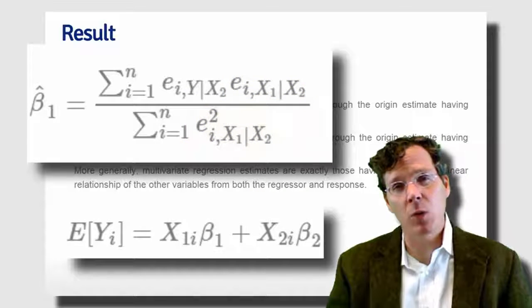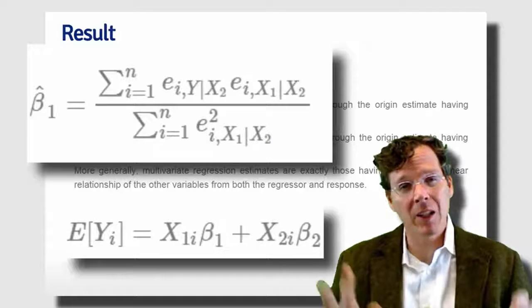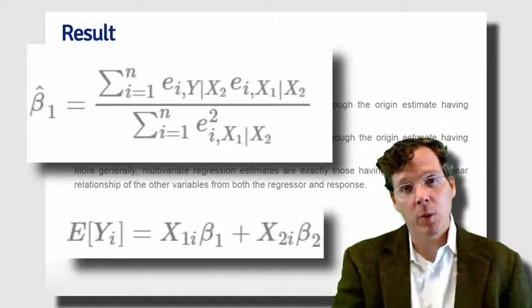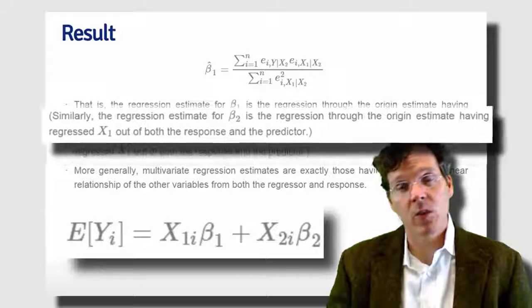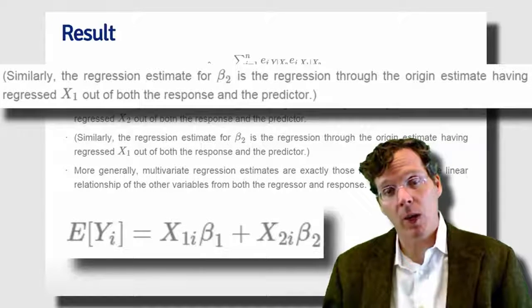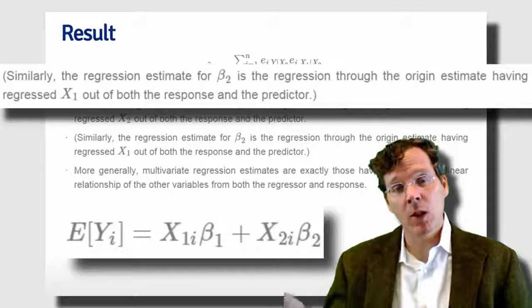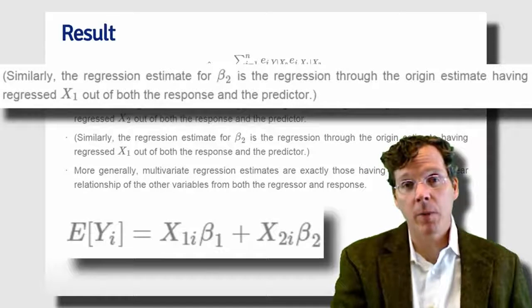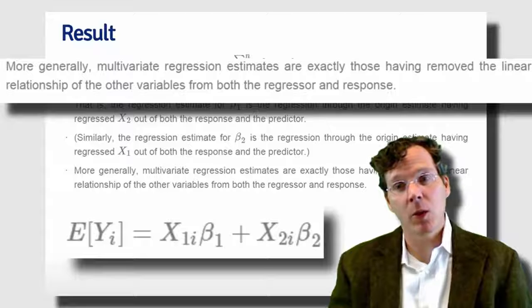So that's the sense in which multivariable regression, the coefficient for x1, has been adjusted for the effect of x2, because the linear effect of x2 has been removed from both the response y and the first predictor x1. Similarly, the same thing could be said about the coefficient for x2, beta 2. Once we get its estimate, beta 2 hat, it is what you would get if you were to remove the linear effect of x1 out of both the response y and the second predictor x2.